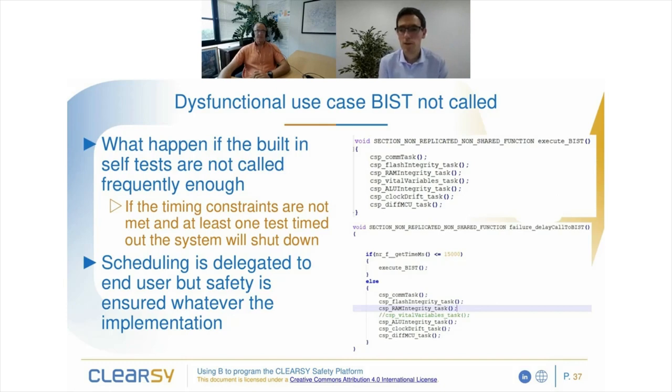So in order to simulate this behavior, we replace the regular function in charge of calling all the built-in self-tests by a function that calls all the built-in self-tests normally during the first 15 seconds, and then we forgot to call one of the tests by simply commenting it. And in this case, as we will illustrate after, the barrier closed after 15 seconds.